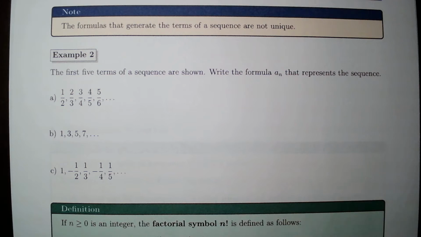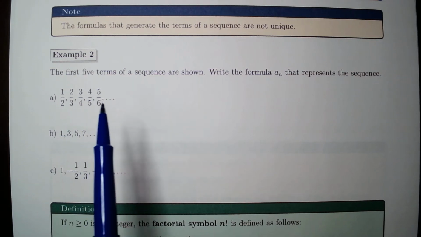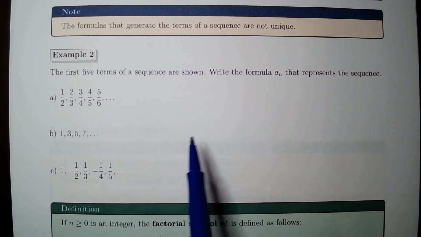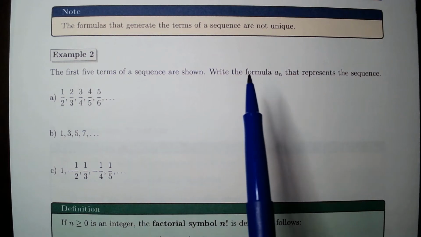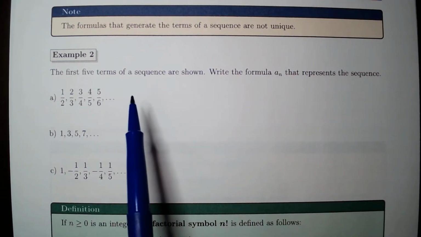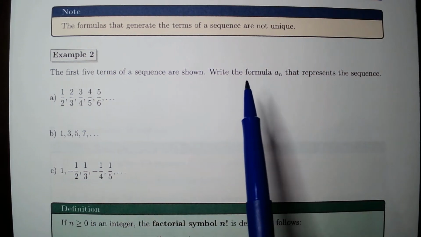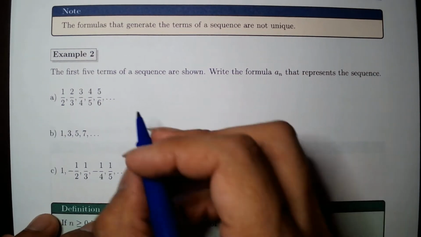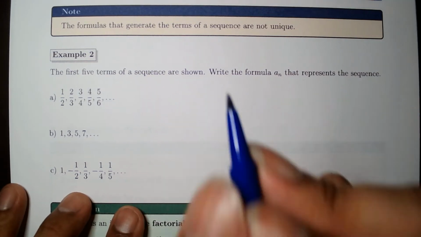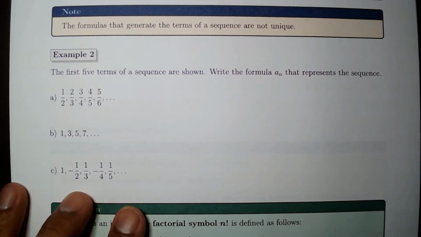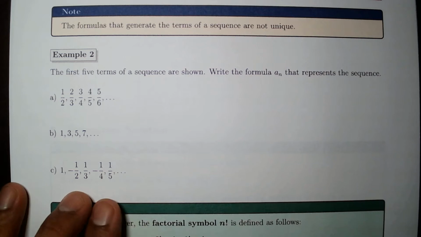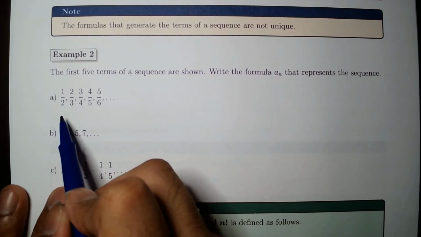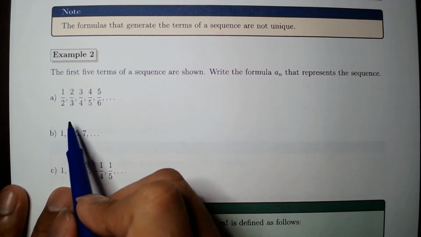In the previous example, what we did was give the terms of a sequence given the general expression, or the general formula. Now we're going to do this process backwards. We're going to write a formula that represents the given sequence. In this case, we need to think of ways to identify a pattern.